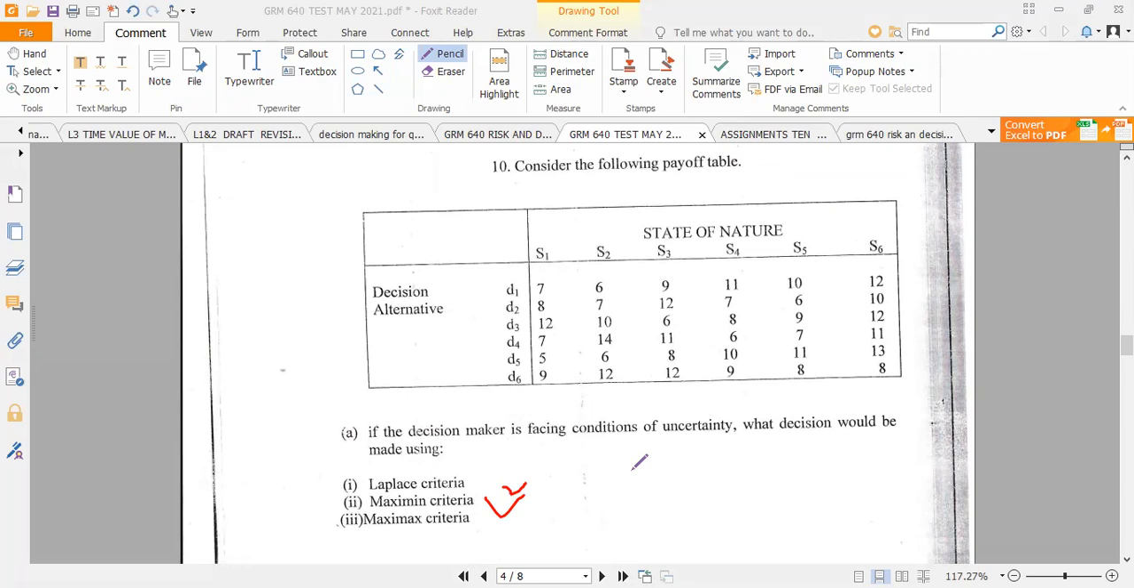The first one is the Laplace. You go in under the decision alternative. You had 7 plus 6 plus 9 plus 11 plus 10 plus 12 divided by 6. Okay, you add all of them. Then we divide by 6, because there are 6 of them. You get the average of each of them, D1, D2 up to D6. Then what criteria do you use? You get the highest of them. That is what we call a Laplace. Next, somebody else? Max-min and max-max.